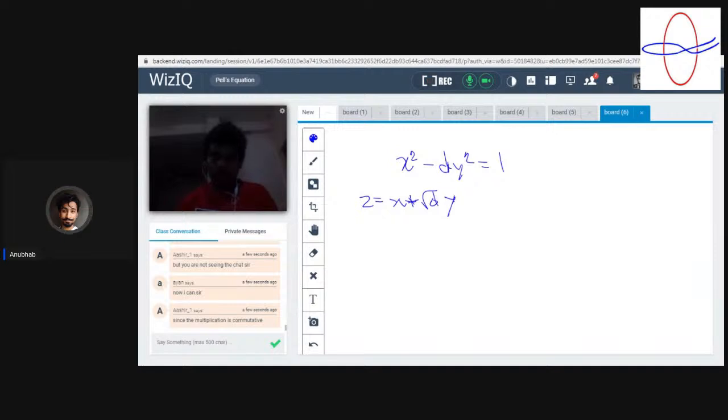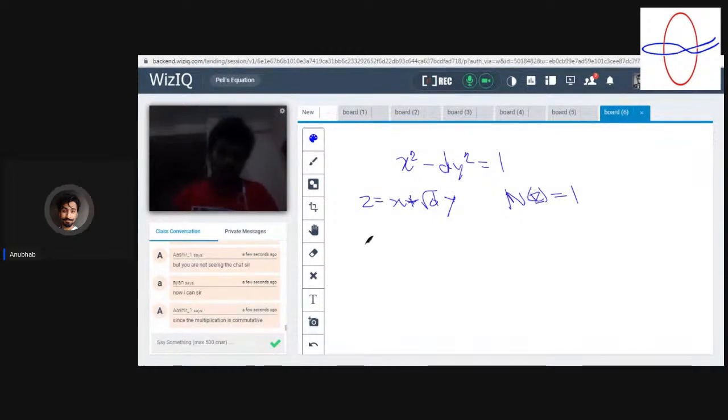my mouse is making a lot of problems today. Let me just fix this. This whiteboard is not working properly at all.